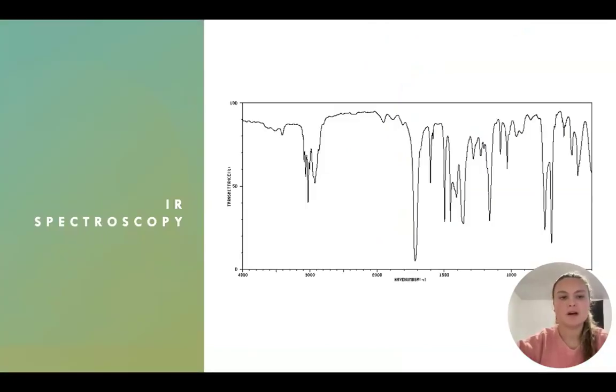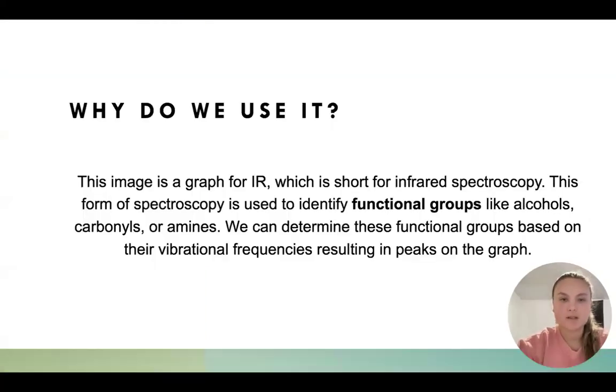The first form of spectroscopy, or spectral analysis, that we're going to use is IR spectroscopy. As we can see, this is the unmarked image. Before we talk about what I found, I want to talk about why it's important to use this and how this helps us.